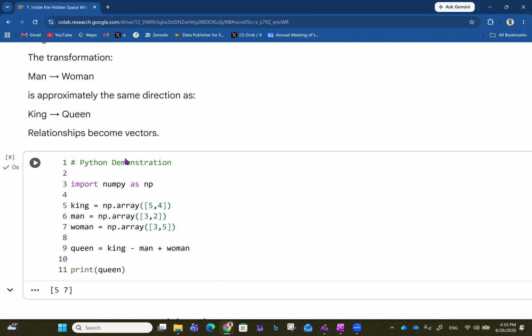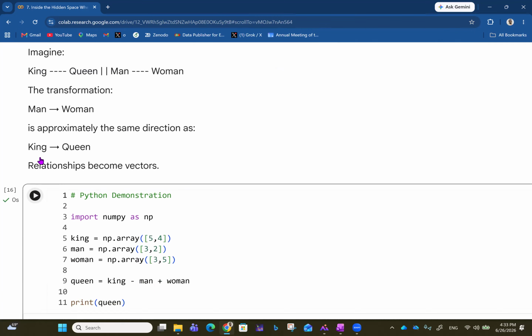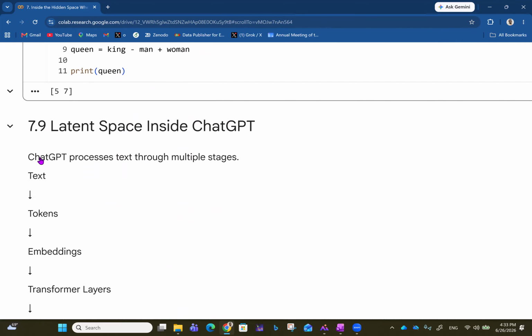Imagine a Python demonstration of this. King is [5, 4], man is [3, 2], and woman is [3, 5]. So we then have queen equal to king minus man plus woman. In vector form, that's [5, 4] minus [3, 2] plus [3, 5]. That gives 5 minus 3 plus 3 is 5, and 4 minus 2 plus 5 is 7. So if you print queen, queen is [5, 7]. So we have that kind of vector arithmetic going on there.